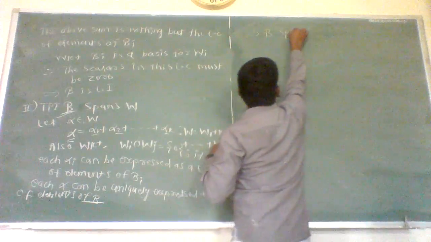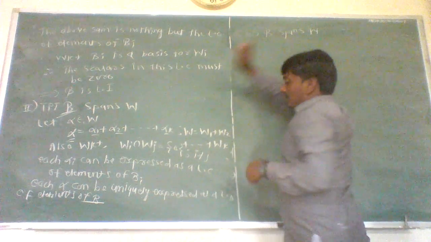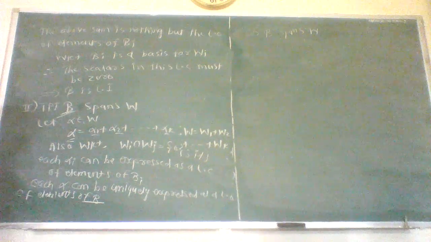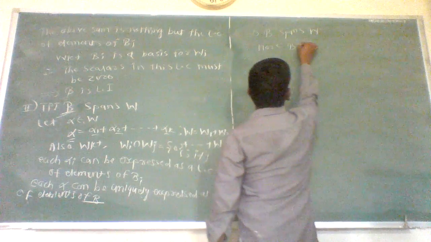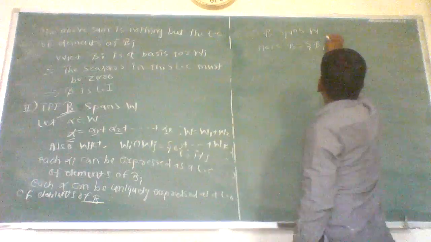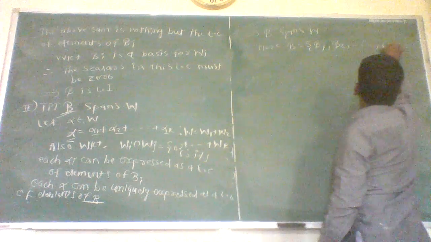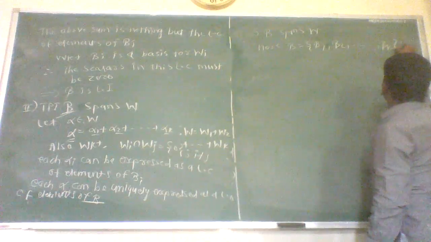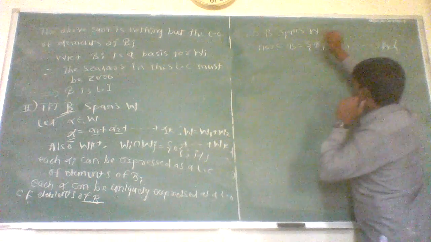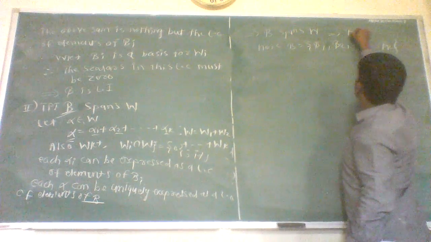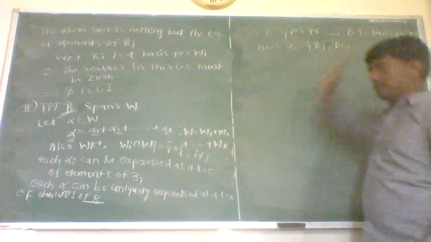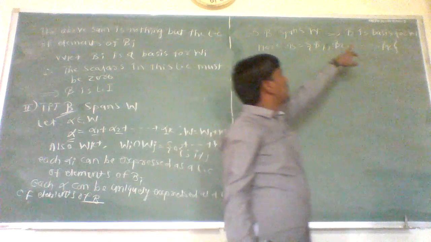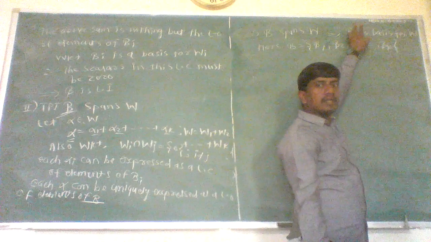curly V spans W. Now it remains to prove that dimension of this W is nothing but dimension of W1 plus dimension of W2 plus up to so on dimension of Wk. Here curly V is nothing but curly V1, curly V2, up to so on curly Vk. Now curly V spans W and is linearly independent, which implies curly V is a basis for the subspace W.